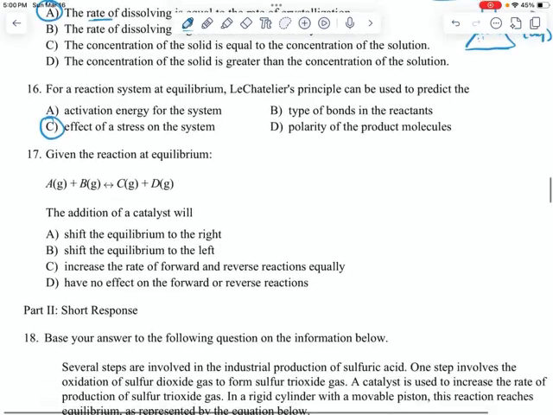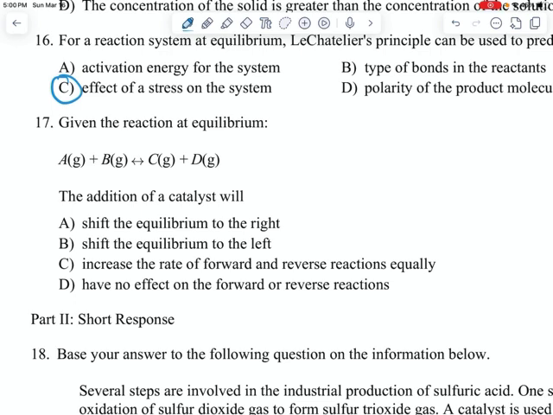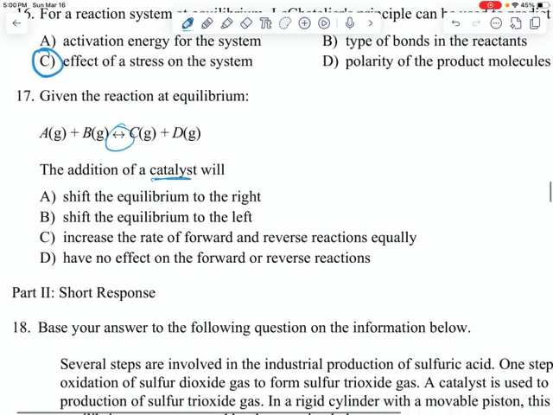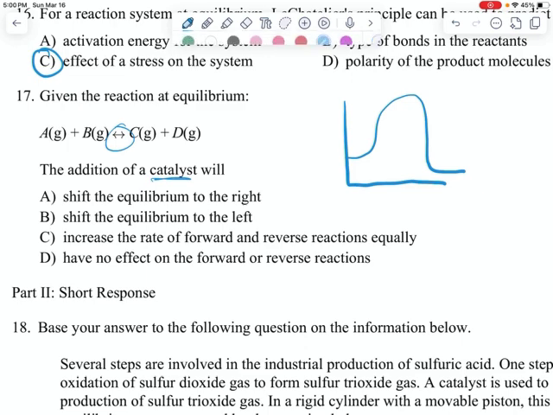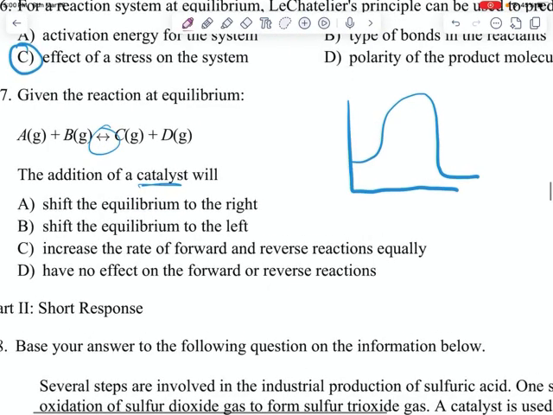For 17, we have something plus something yields something plus something else. It's at equilibrium. The addition of a catalyst will... Let's think back to our potential energy diagrams. Let's say it's exothermic. We add a catalyst. What does that do? It lowers the hill, it lowers the activation energy. So let's say it looks like this. That catalyst is not a stress to equilibrium because it is affecting the forward reaction and the reverse reaction the same exact way. So it's C.